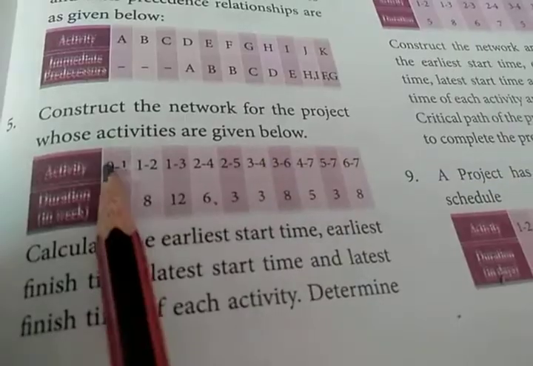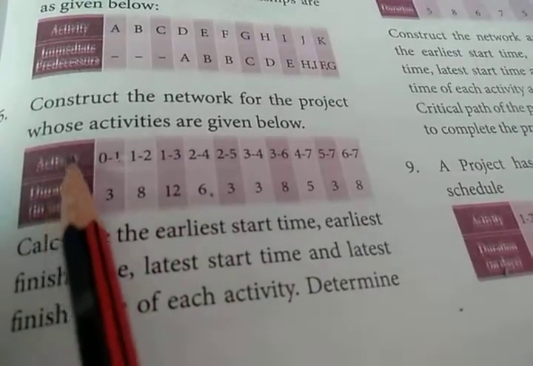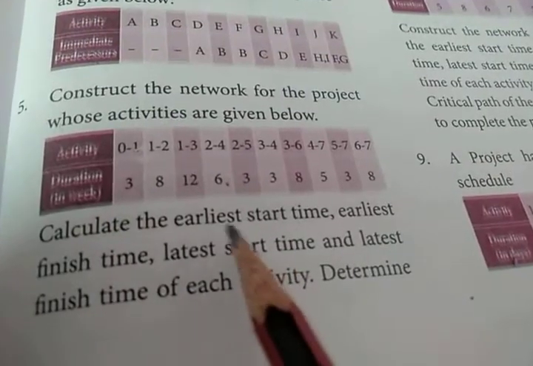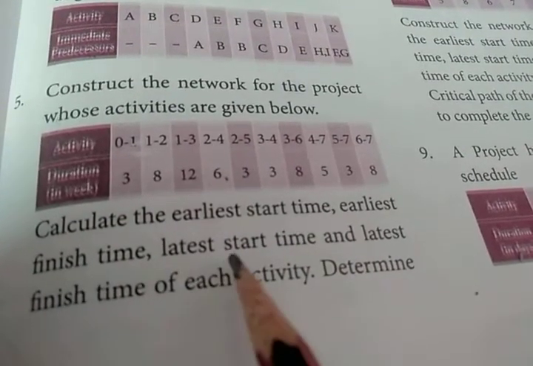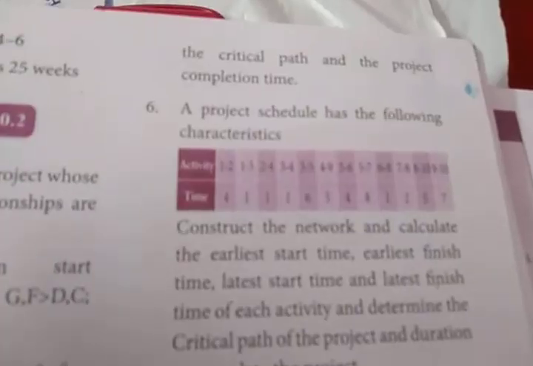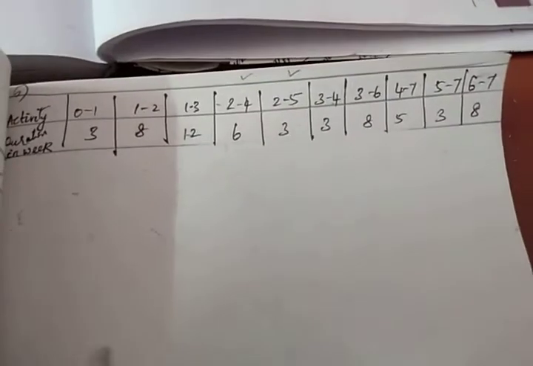Construct the network for the project whose activities are given below. Activity and its duration are given in tabulation. We have to calculate the earliest start time, earliest finish time, latest start time, latest finish time of each of these activities. And also we have to determine the critical path and the project completion time. That also we have to find out. Okay, let us start with the network diagram.